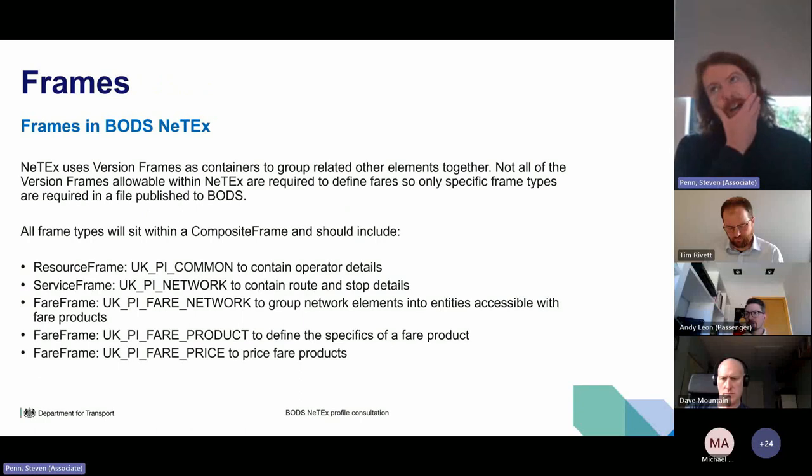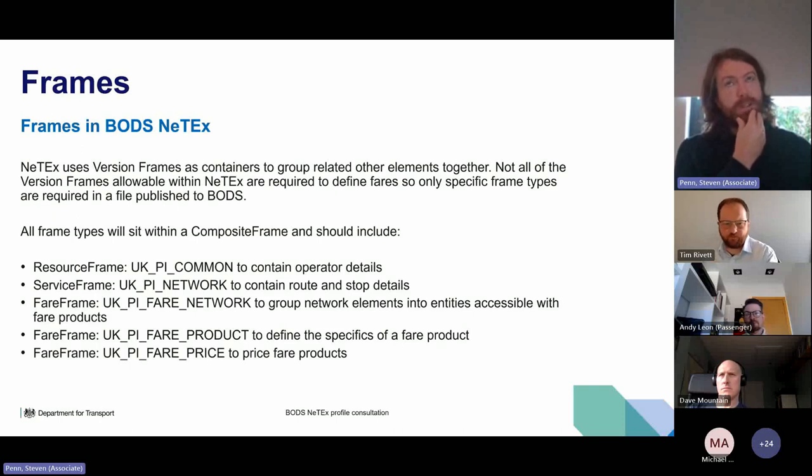So to talk about NeTEx itself, at the highest level, which is quite an important point, NeTEx as a schema uses something called version frames. These are large element sets used as containers to group all kinds of other related elements together. And as I said before, NeTEx allows things like routes and timetables to be defined. Not all of the frames allowed in NeTEx are going to be used in the NeTEx BODS profile, because we're trying to keep some of it to a minimum, the sort of things we're expecting in terms of defining lines and stops.